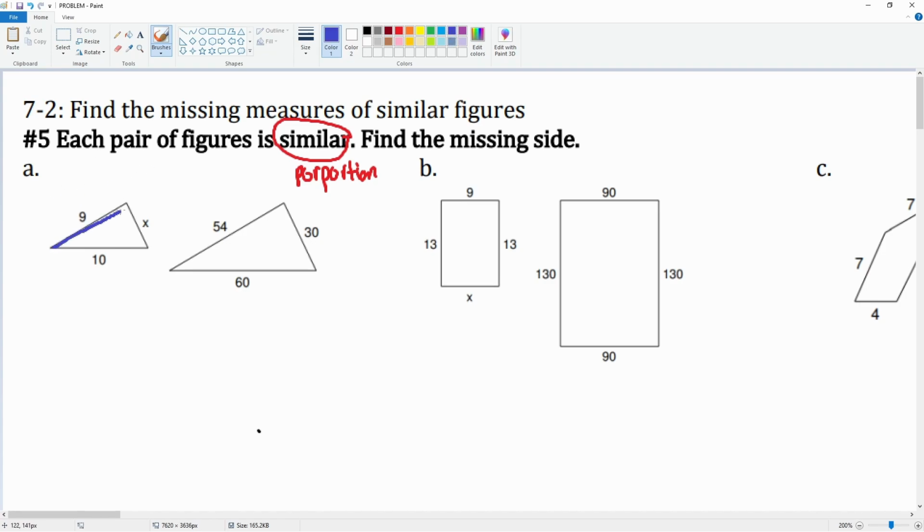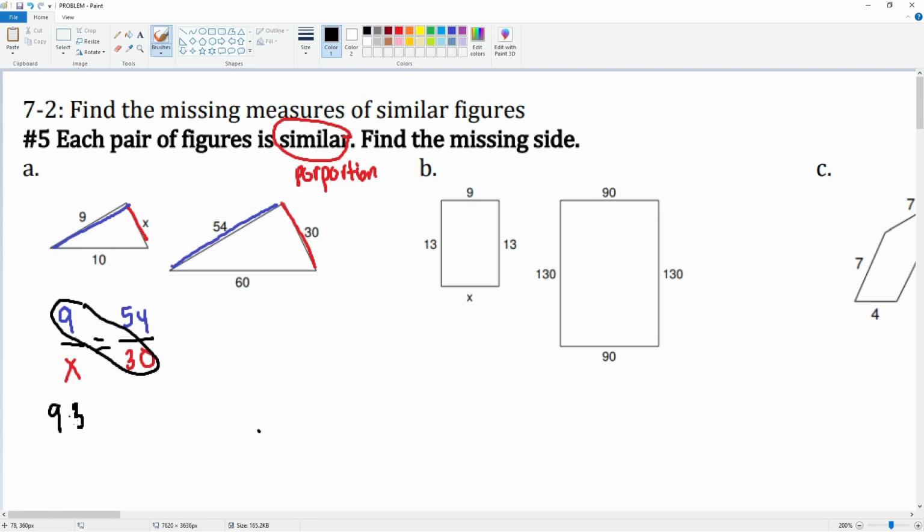So here I'm going to color code it. This is going to be my blue, this is going to be my blue, and then this is going to be my red, and this is going to be my red over my red. All right, so I'm going to do this ratio of 9 divided by my X, which is my red, is going to be equal to the other blue from the other side, 54 over the red of 30. Now I can cross multiply.